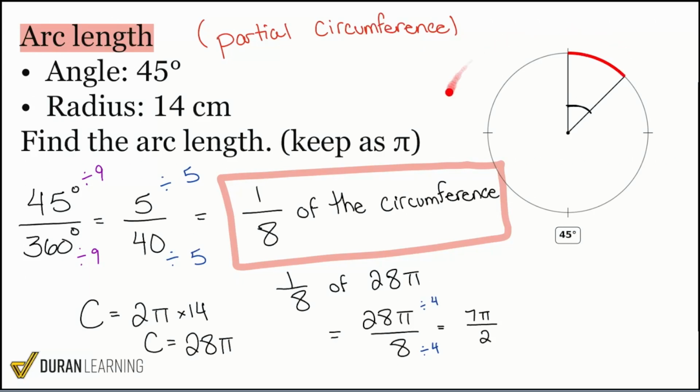So if you know the whole circumference and you know what fraction 45 degrees is, then you just do the fraction of the circumference. 45 degrees is 1/8. So all you got to do is find that circumference, which we did, and then multiply 1/8 times 28 pi. This is the idea that we have to wrap our heads around. If we're calculating arc, it is a fraction of the circumference. Again, a fraction of the circumference.